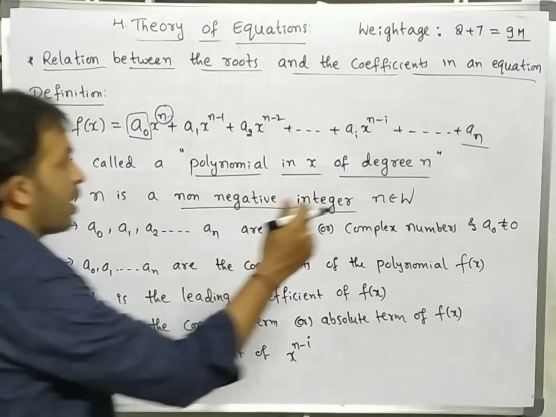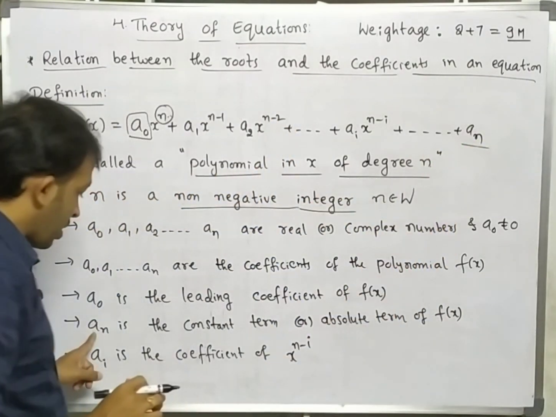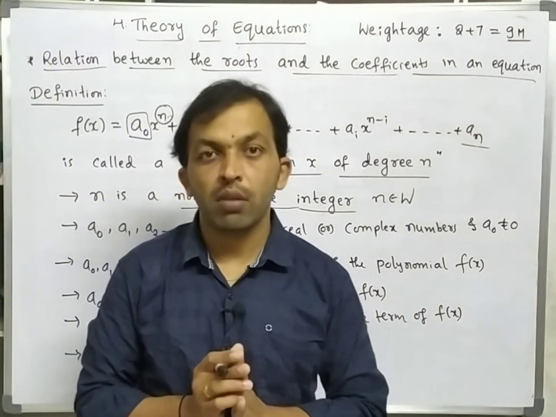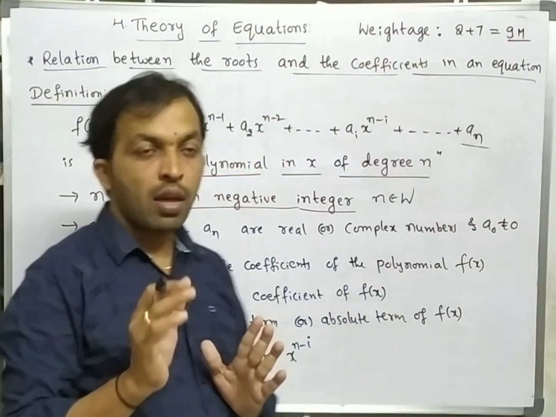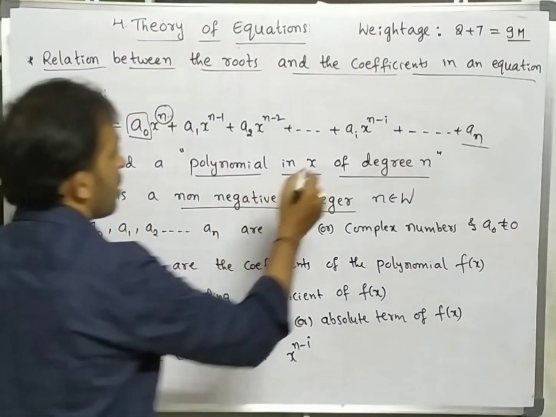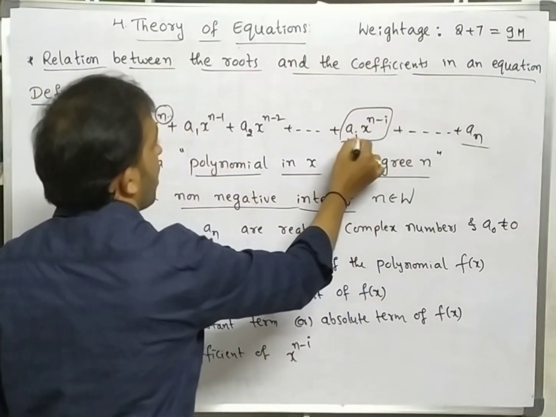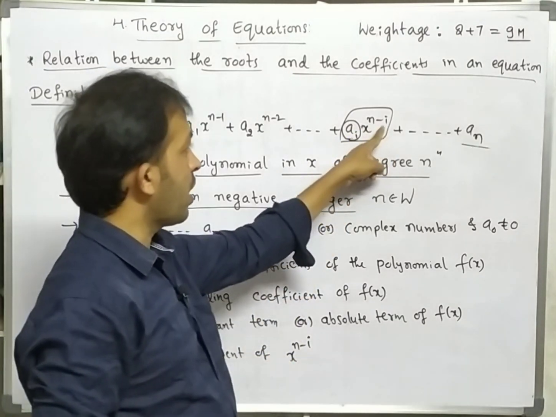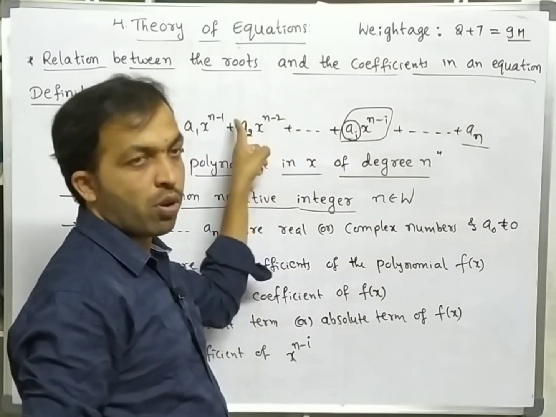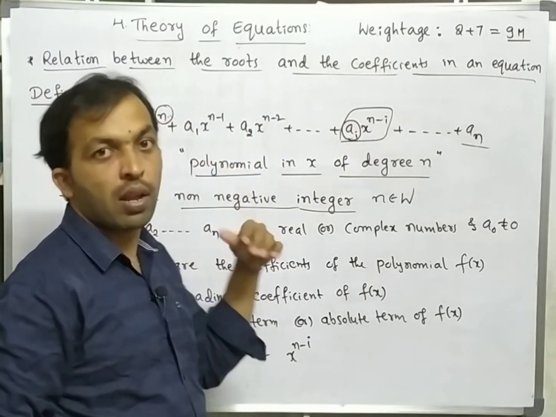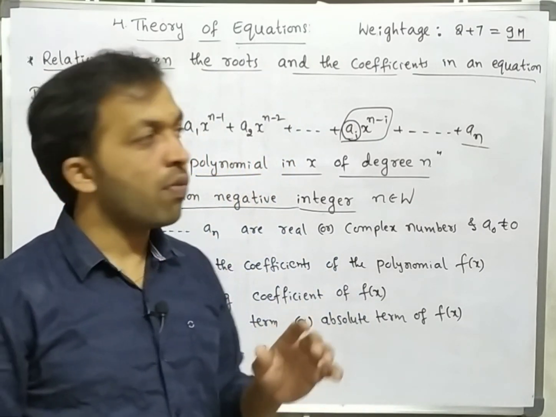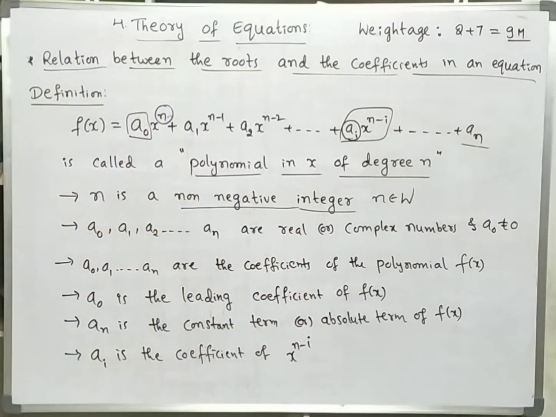Next, the last one ends with a constant, right? So this an is the constant term or absolute term of the polynomial f of x. Next, here this is the general term ai. Here ai is called the coefficient of x power n minus i. a2 is the coefficient of x power n minus 2, a1 of x power n minus 1, a3 of x power n minus 3, like that; ai is the coefficient of x power n minus i. So these are the important points which we have to learn.